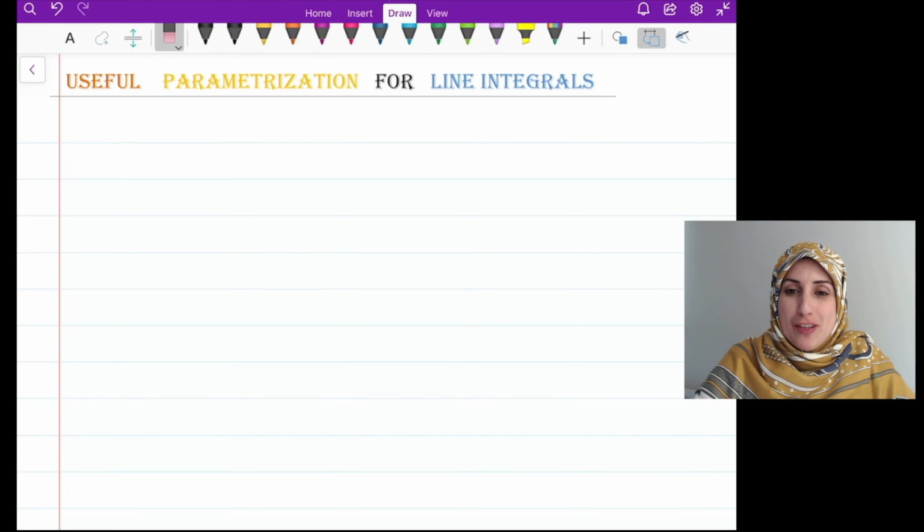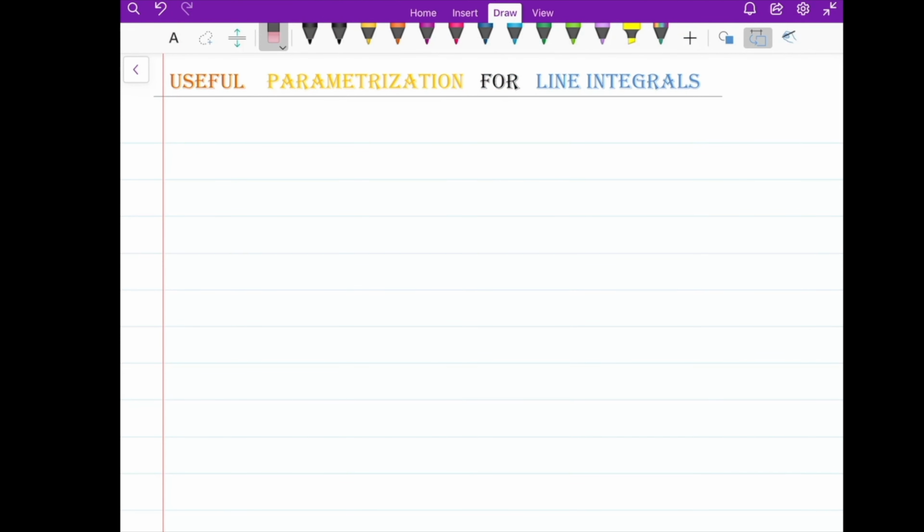This lecture is part of an online course of multivariable calculus, and I'm going to talk about 3 useful parameterizations that we use for parameterizing the curves in line integrals. So let me start. The first one is the parametric equation of a circle of radius r.